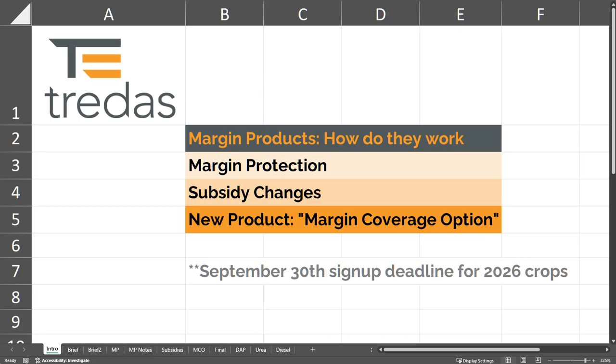The reason we're talking about this right now is the sign-up deadline for these is September 30th. So at the end of this month, if we want to look at taking these products, we've actually got to sign up for the 2026 crop year. So they're a little bit ahead of our traditional revenue protection or springtime products. So that's why we're looking at them ahead of time here and trying to get some information in front of you.